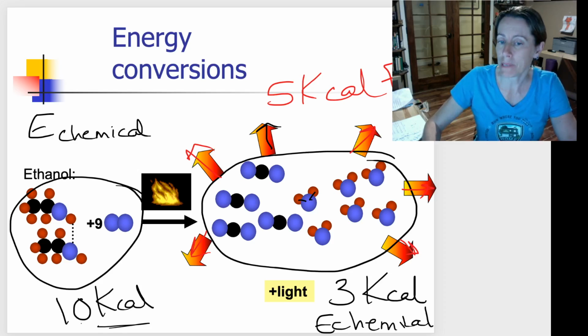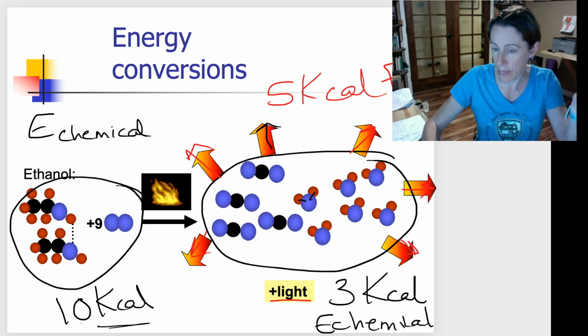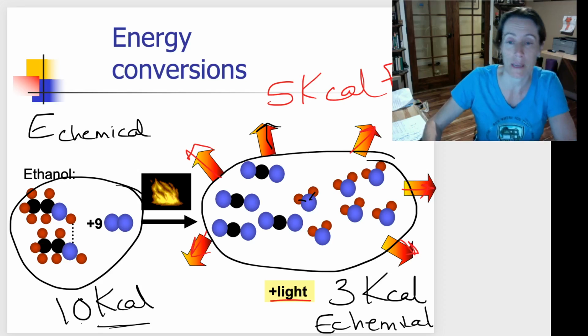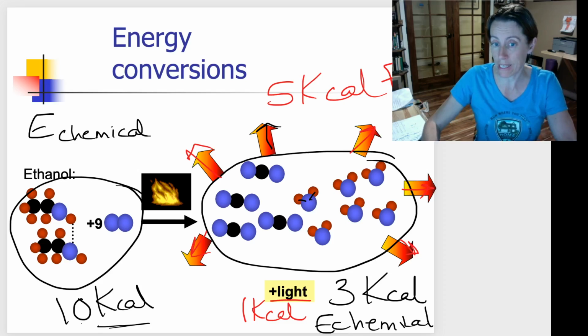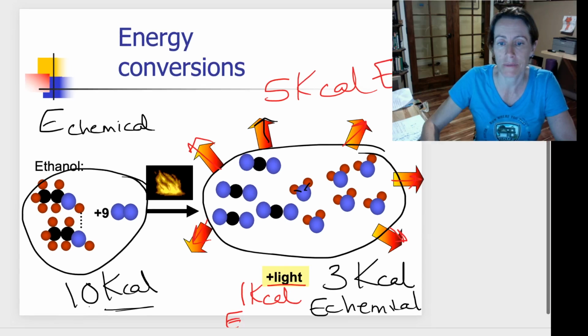And we also get some light because the flame glows. Alcohol burns with a bluish flame. So let's say 1 kilocalorie of light was given off. Again, light is E-light, the kind of energy.